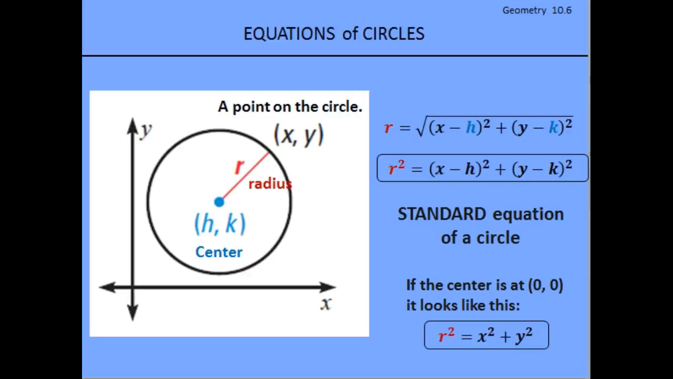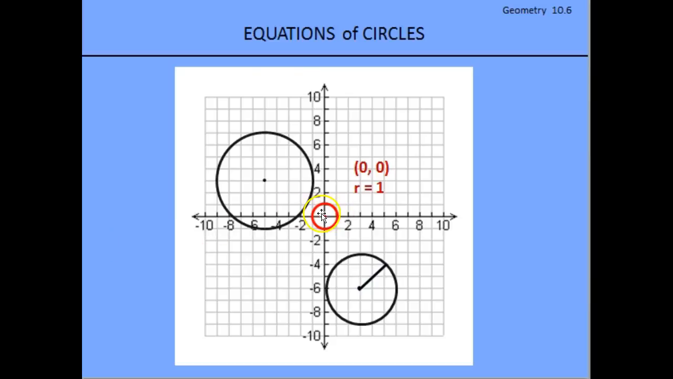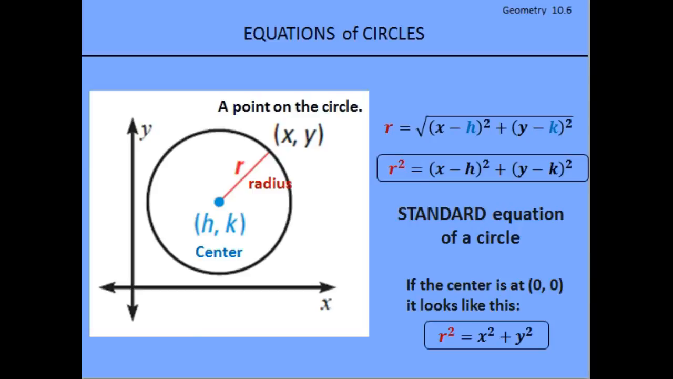Now, imagine if again we look at this circle here with the center at 0, 0, then all we do is h and k is 0, so it just becomes x squared plus y squared. You may be able to recognize this in various places in the future, so you want to make sure that you note that. Anytime you see an x squared and a y squared, it's probably going to be a circle.